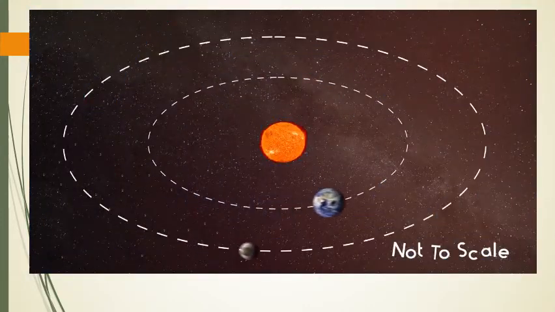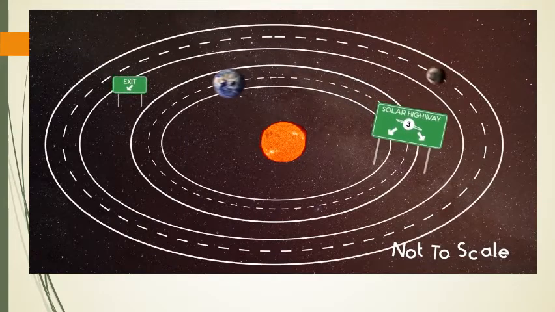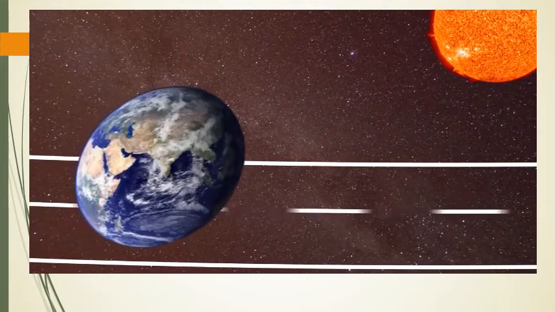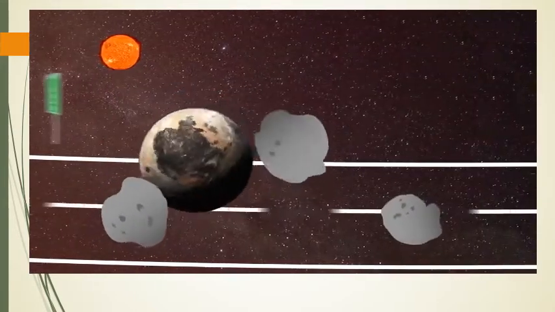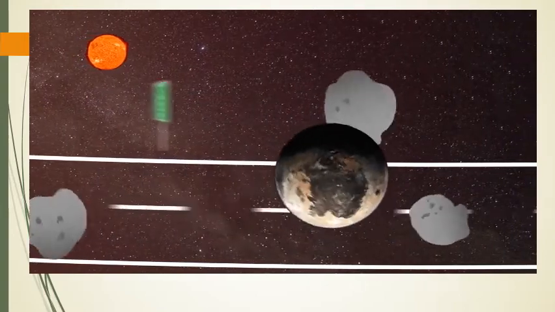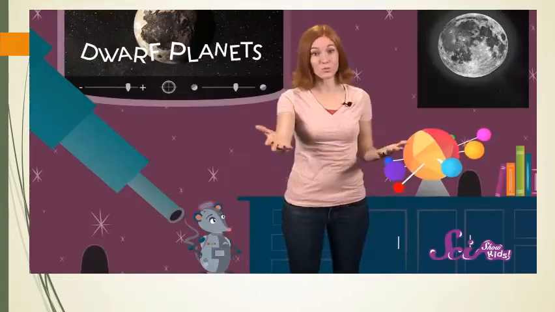Think of orbits around the sun as being like lanes on a highway. Regular planets have a lane pretty much all to themselves, but dwarf planets are always sharing their lanes with lots of other things that are moving around with them. So that's what makes a dwarf planet different from a regular planet: its size and the amount of stuff that's around it. Even though dwarf planets are smaller than regular planets, they're just as exciting to learn about. Let's check out some of these dwarf planets up close.